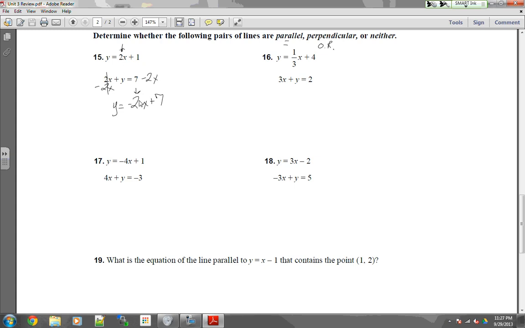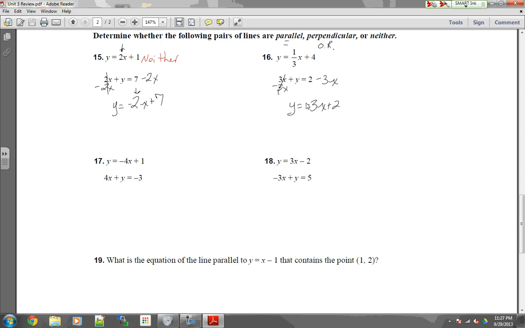All right, so look at 16. Let's do the same thing. Let's get this in y equals mx plus b form, minus the 3x, minus 3x. So y equals negative 3x plus 2. Well, if you look here, we have 1/3 and negative 3. So those are opposite reciprocals of each other. So these lines are perpendicular.